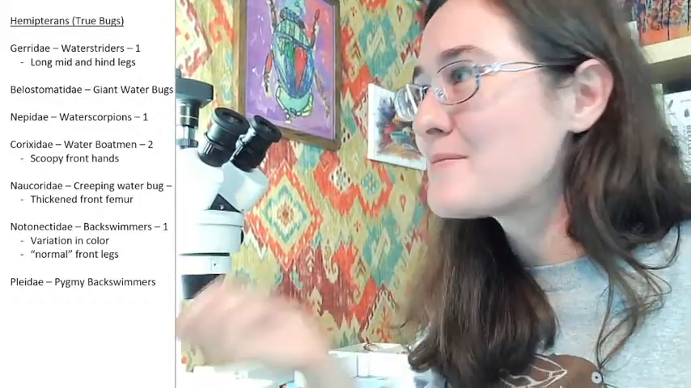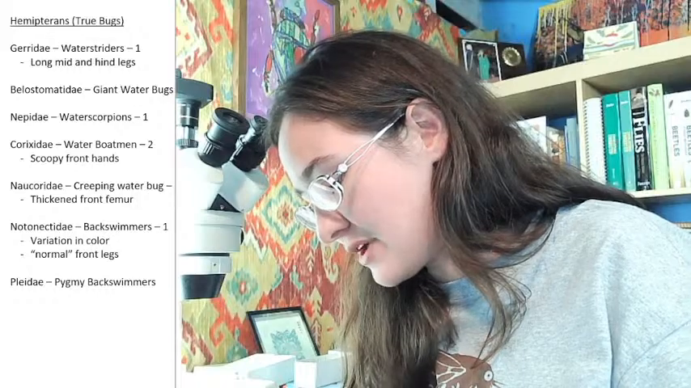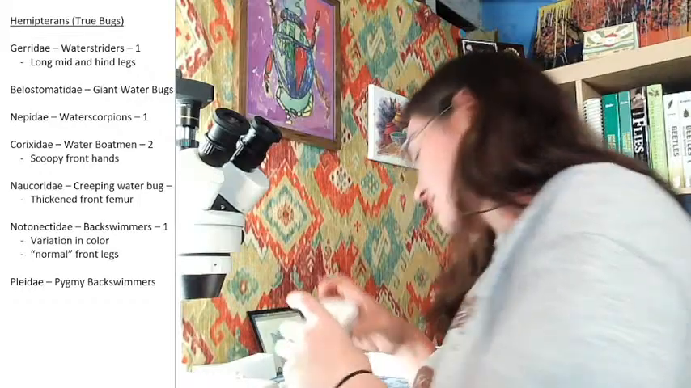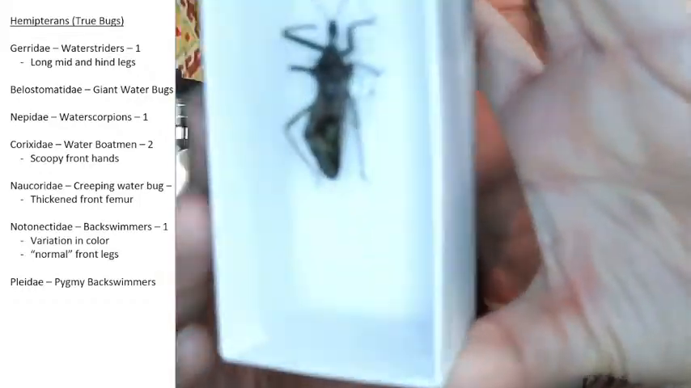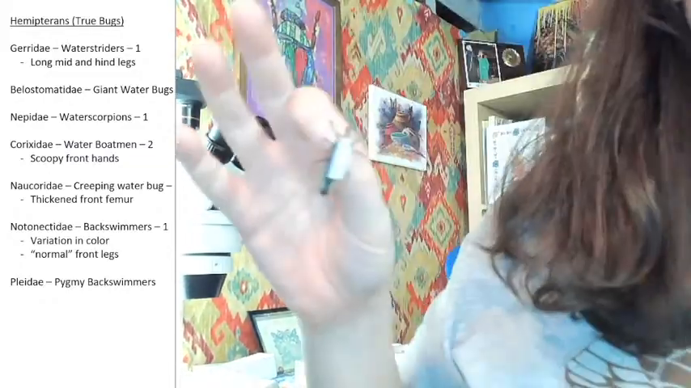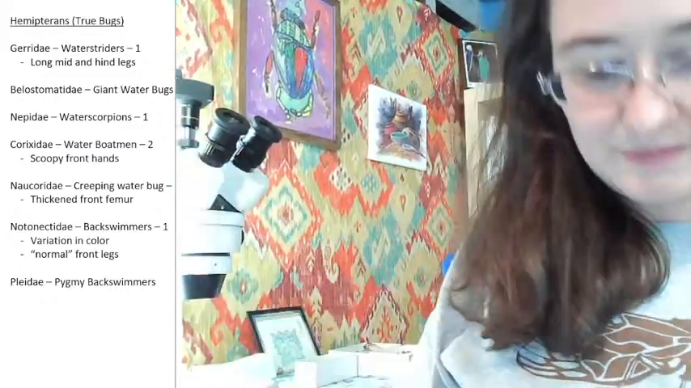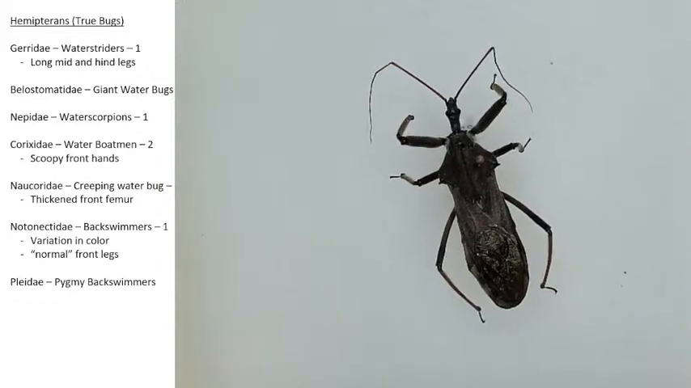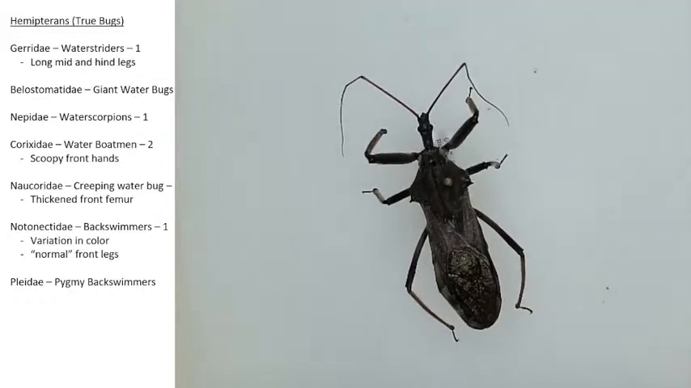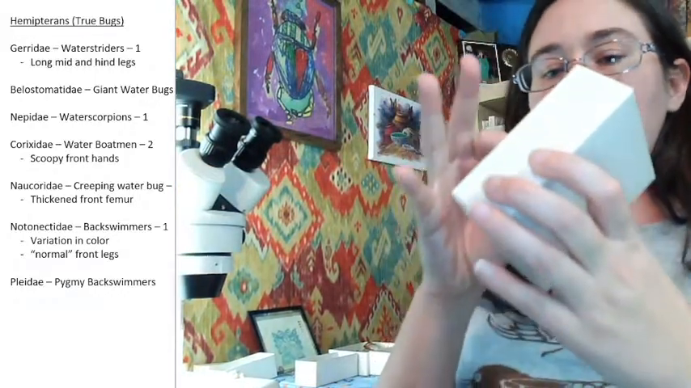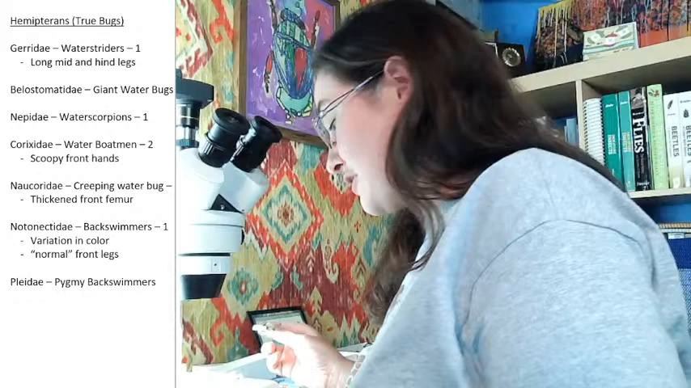Assassin bugs. I'm sure that you guys have heard of assassin bugs. This guy is pretty common. This is the Cogwheel Assassin Bug. Let me get a bigger container. Alright, so this is our Cogwheel Assassin Bug. He is a true bug. He's got a piercing and sucking mouth part. He is predatory. And the cool thing about Cogwheel Assassin Bugs is their back.